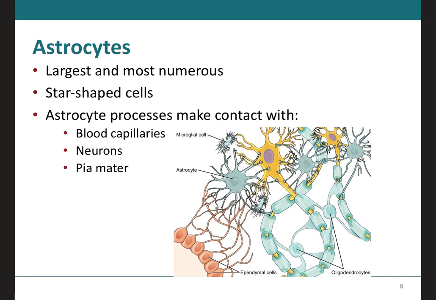First, we're going to cover the astrocytes, which are actually the largest and the most numerous of the neuroglia. Like I said earlier, they are these star-shaped cells that have these many arm-like processes. As we can see, the processes of these astrocytes are going to make contact with other neurons. They're also going to make contact with the pia mater, which is a very thin membrane that will be surrounding the brain and the spinal cord. In addition, they're going to make contact with blood capillaries. So let's look at some of these functions in the next slide.